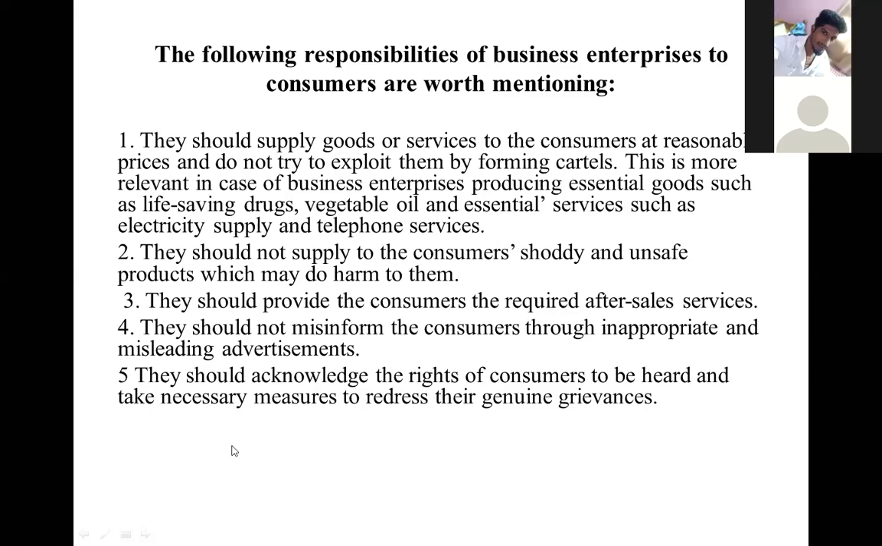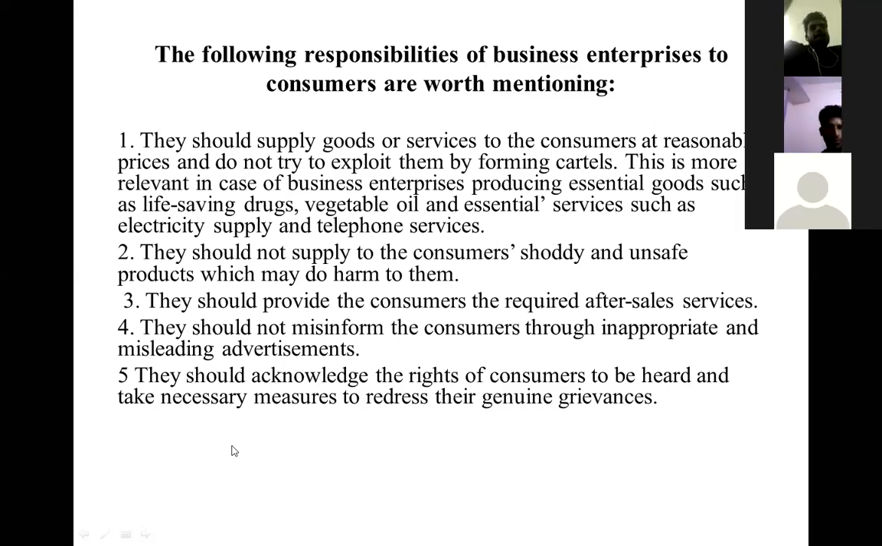Okay. Next, they should not supply to the consumers an unsafe product which may do harm to them.